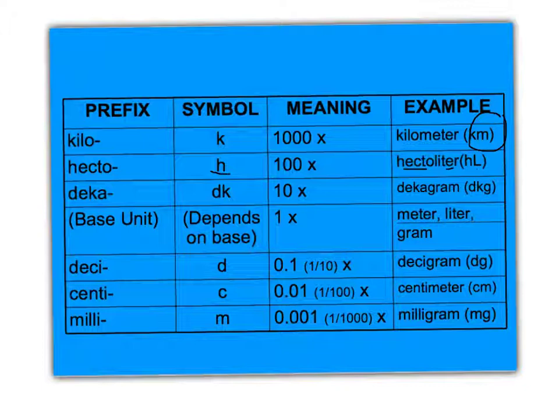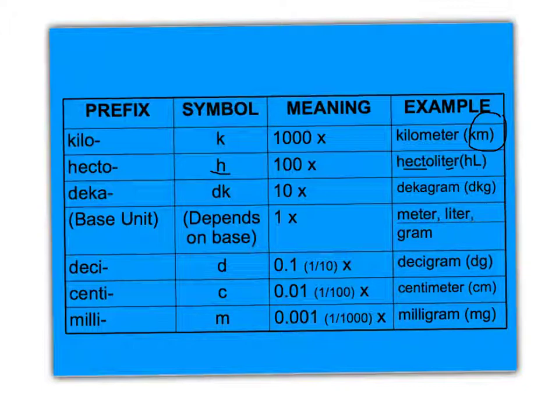Deca is dk, and it means 10 times the base unit. So when we marry that, for example, with gram, it would be dkg. And then we have our base units, and it could be a meter, a liter, or a gram, and we just learned on the previous slide that would be M, uppercase L, and G for the abbreviations, and that is just 1 times that base unit.